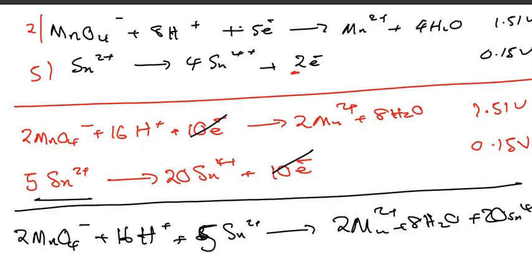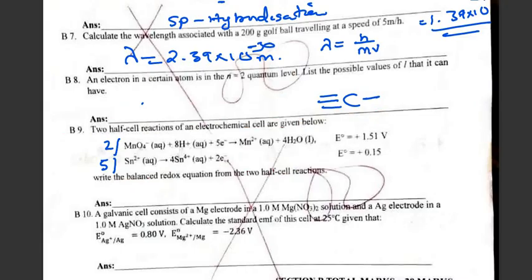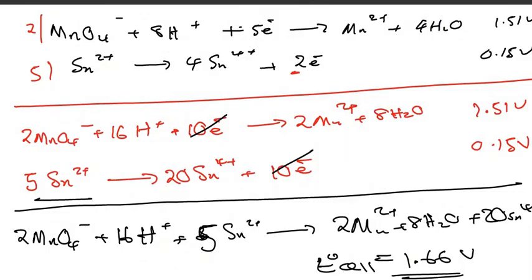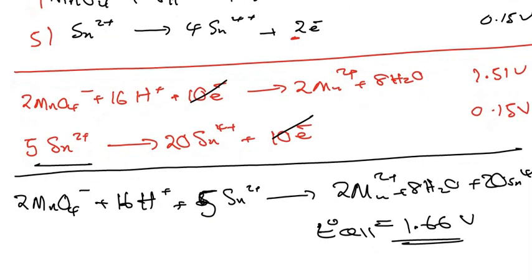Then we add the values here. So the cell potential as well is equal to 1.51 minus 0.15, which is 1.36. So this is the voltage that we're having. So we have given them the balanced equation and the cell potential. That's basically what we have. Yeah, so this is going to be the final answer.